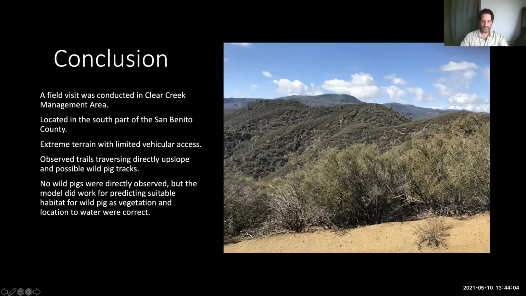Deer will tend to go along these side trails like this, whereas the pigs, from our observation point, you could see trails that went straight up the mountain. No wild pigs were observed, but the terrain was really good, and the vegetation and distance to water was correct. So overall, I do think it did predict the land suitability for wild pigs. And that is my conclusion for my capstone project. Thank you very much.